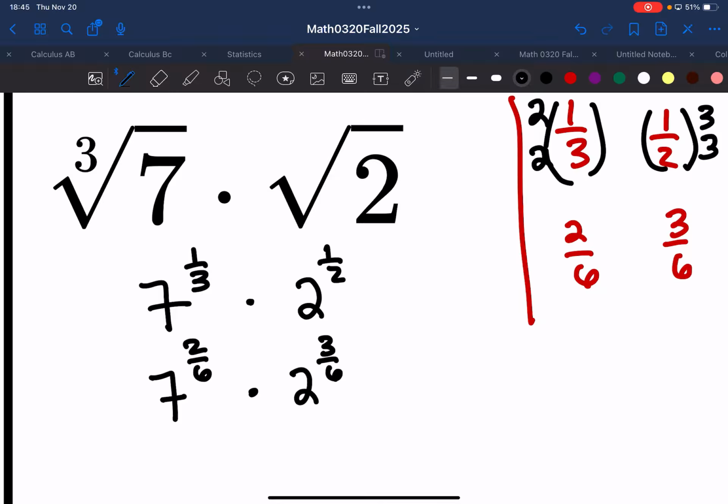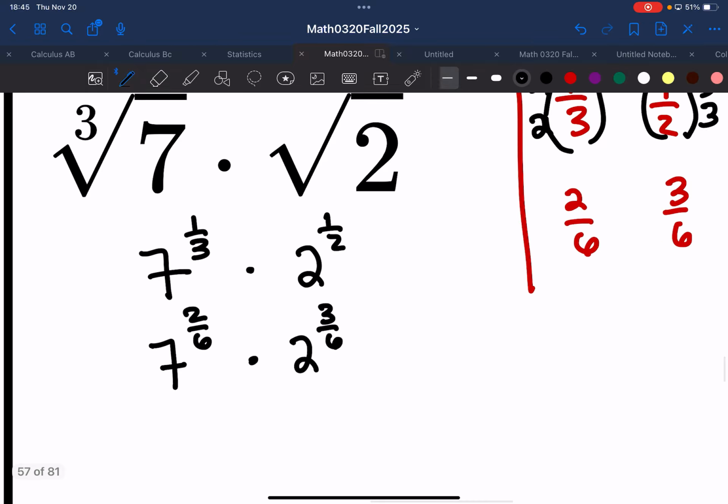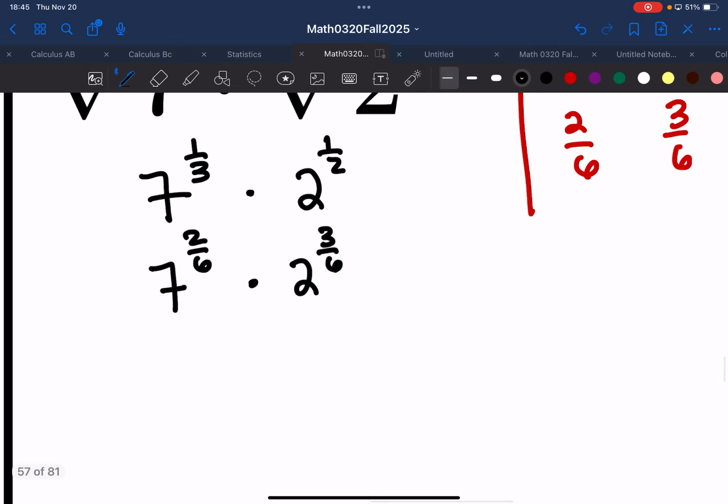Which means if I was to convert this back to radicals, we would have the same nth root. And that's what we want in order to multiply. So I'm going to convert this back. So how would I write 7 to the 2/6 power? The square root of 7 to the 6th power. No, opposite. Yeah, the 6th root outside. The 6th root of 7 squared.